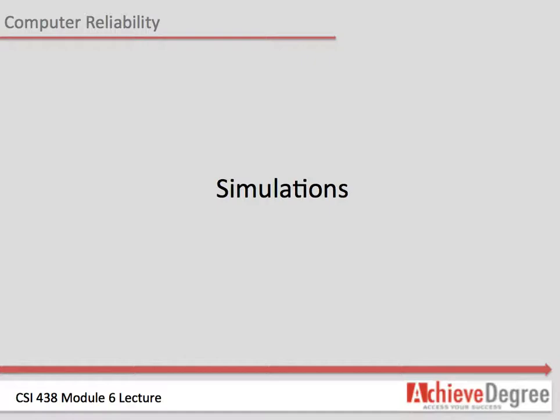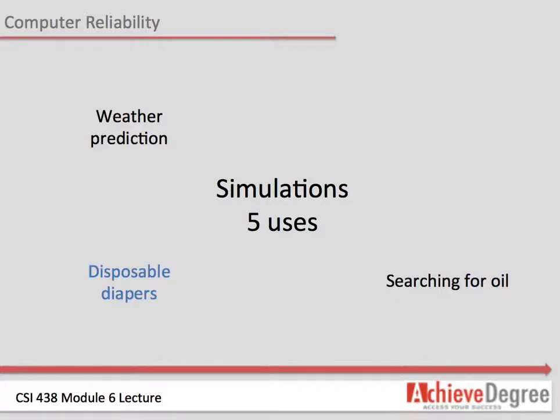Computer simulations are playing an increasingly important role in science and engineering because in many cases physical experiments are impossible to perform. Five uses of computer simulation are weather prediction, searching for oil, designing consumer products such as disposable diapers, simulating galactic evolution, and predicting global population growth.